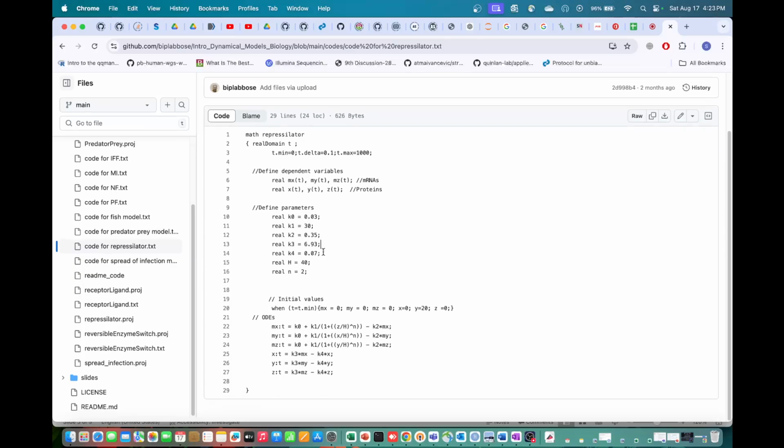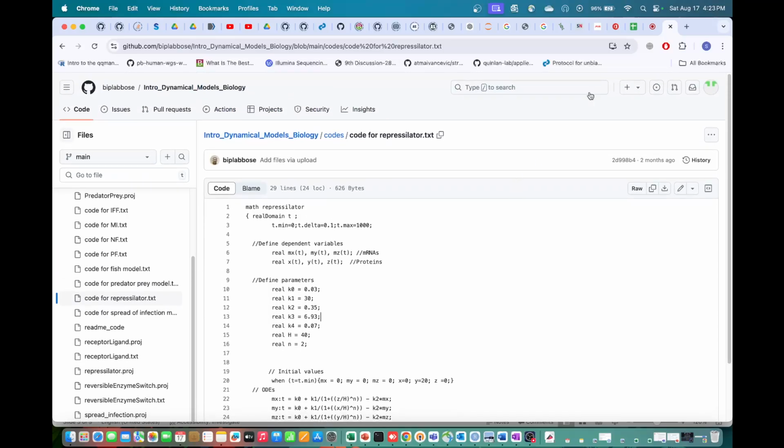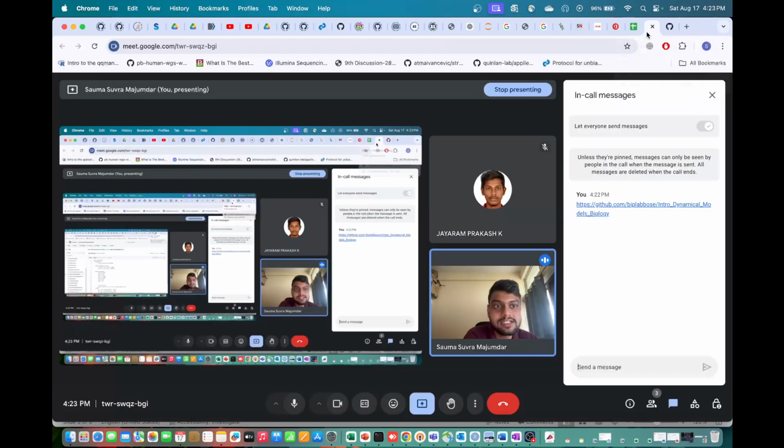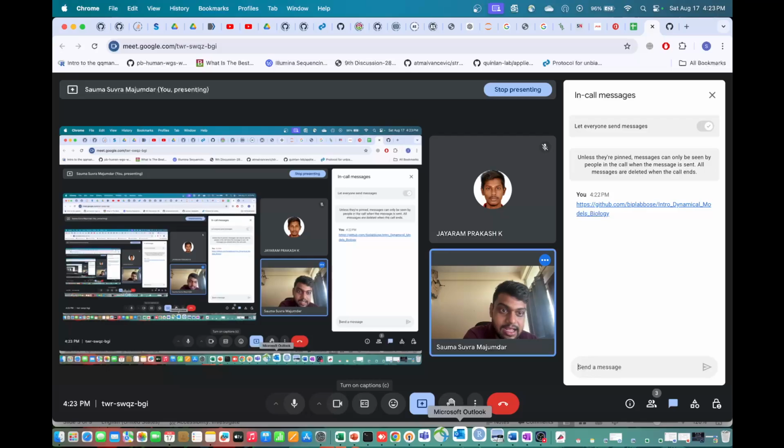I'll suggest you use these kinds of codes and try to model these systems. This will be a good exercise for you to understand how the systems behave, and you'll get a better idea of them.